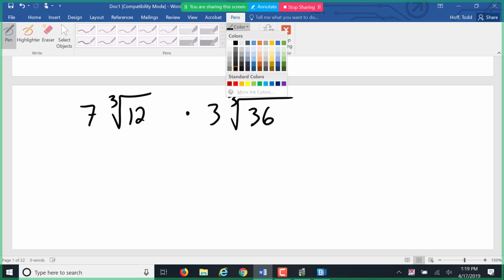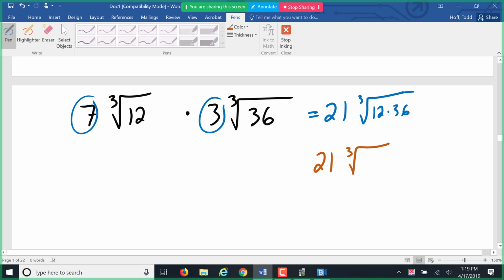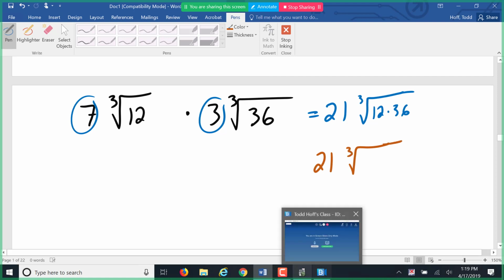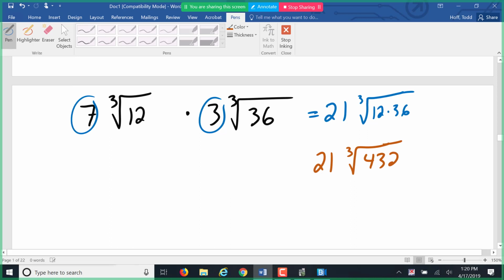So anyway, we combine these. We combine the counts. 7 times 3 is 21. Then we also combine the names. The third root of 12 times the third root of 36 is the third root of 12 times 36. 12 times 36 is going to be 432, I believe it is.